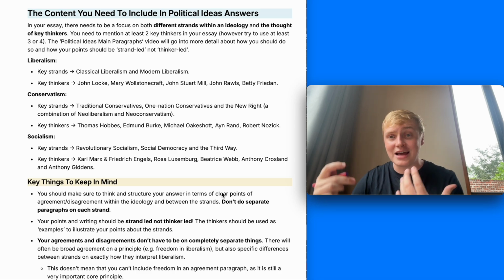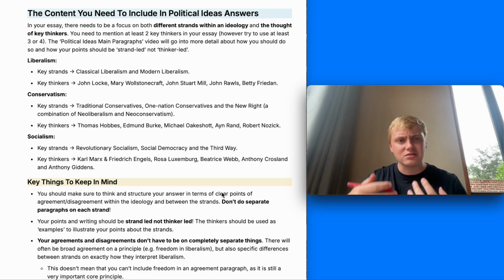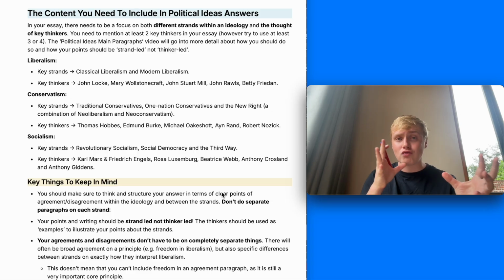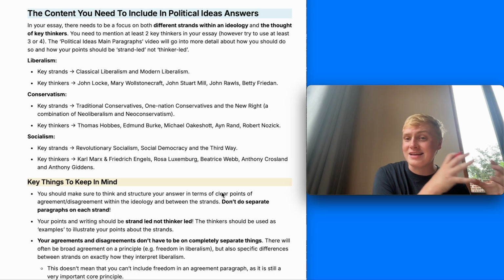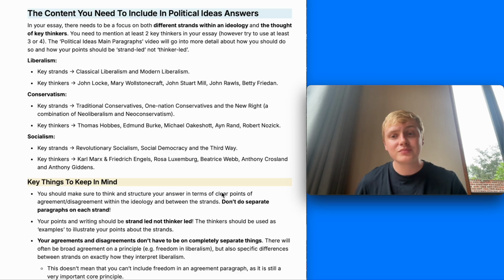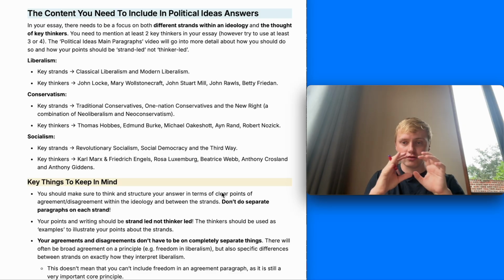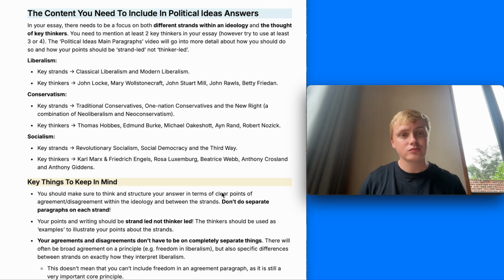And in the video after next, we're going to have a look at how you need to be really strand-led, not thinker-led. Effectively you need to compare the strands within an ideology, what they think about something. So do the strands disagree? Where do the strands disagree? Where do the strands agree? And also bring in thinkers. And crucially, it needs to be strand-led, so really based around the disagreement or agreement between the strands, and then the thinkers are then examples of those strands. You've got here the key strands and key thinkers for liberalism, conservatism, and socialism.